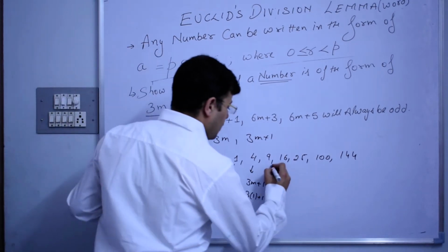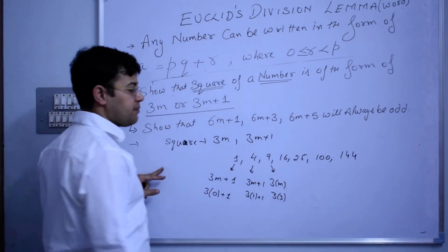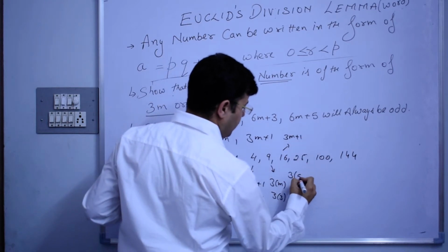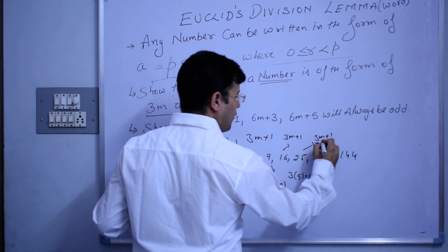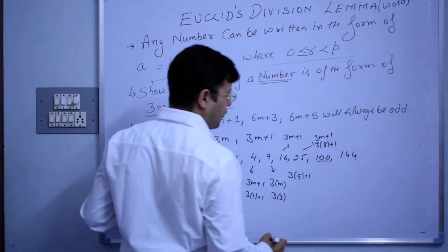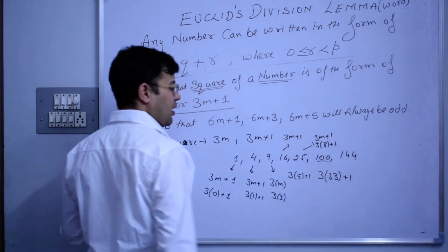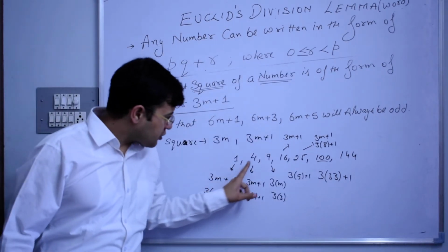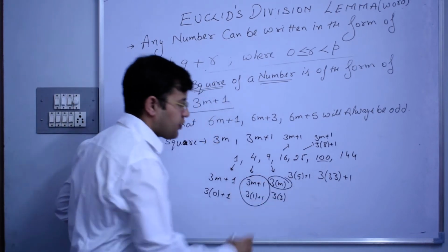This will also be of the form 3m + 1, 3 into 1 + 1. Now this is of the form 3m, if I take m as 3. This is of the form 3m + 1, because I will take it as 3 into 5 + 1. This will also be of the form 3m + 1, where I will take it as 8 + 1, right? This will also be of the form 3m + 1, so I can say 3 into 33 is 99, 99 + 1 and so on. Hence you will see various square numbers, and they are either of the form 3m or of the form 3m + 1.